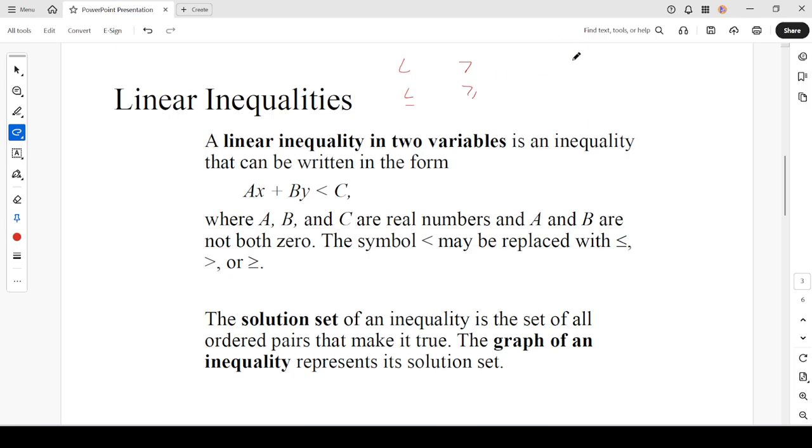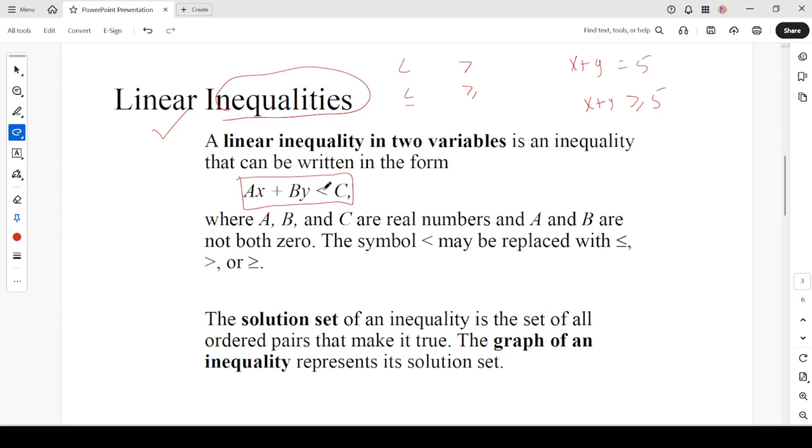So in the previous section we had equations, systems of equations. For example, x plus y equals 5. Instead of x plus y equals 5, you now have x plus y greater or equal to 5, or one of these symbols. So whenever you see one of these symbols, that's called an inequality. And if it's linear, meaning the power of the variables is 1, then that's a linear inequality. So something like this.